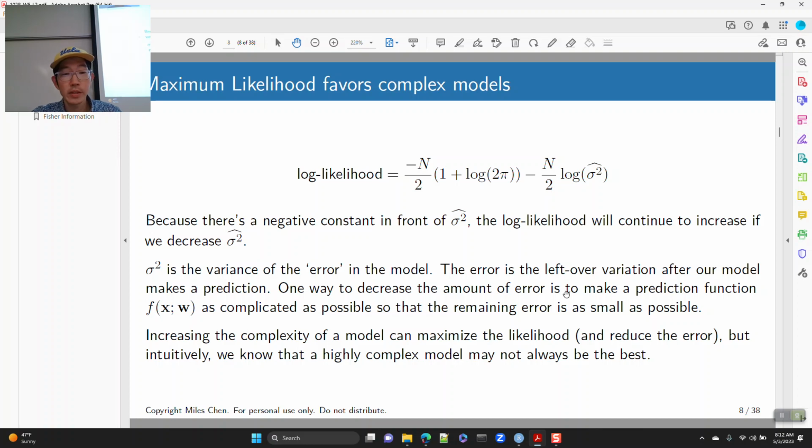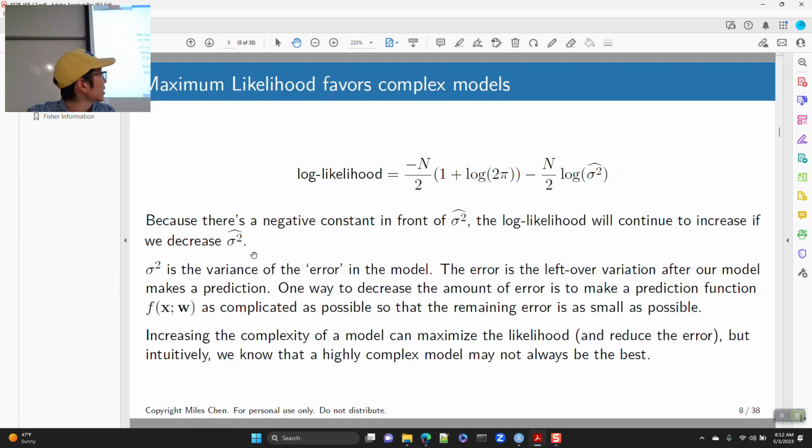All right, and so if you look at this, we have this sigma squared hat. We've got the log of it, and then we've got a negative. So we have a negative constant for this, and so the log likelihood is going to keep going up, because if we keep shrinking sigma squared hat, the overall log likelihood is going to keep going up.